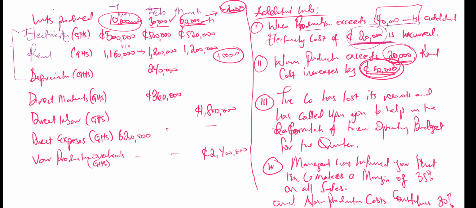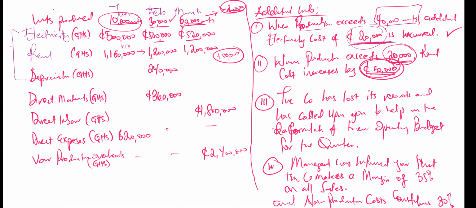1,250. No, look at this. The first one we did, there was nothing. Was there something here? There was nothing here. Read the first note. The first note: when production exceeds 40,000 units, additional electricity cost of 20,000 is incurred.